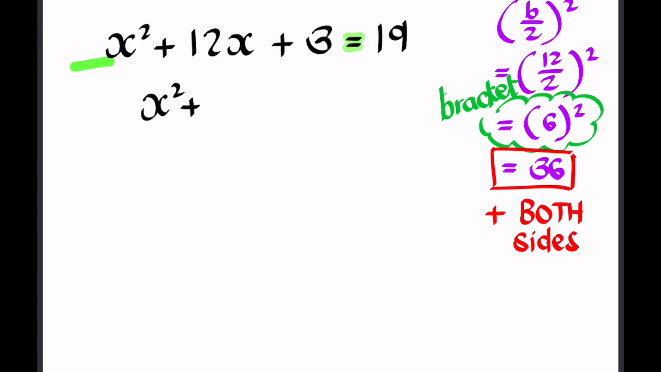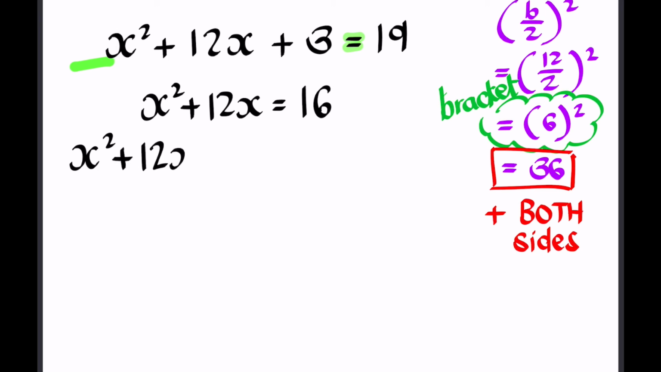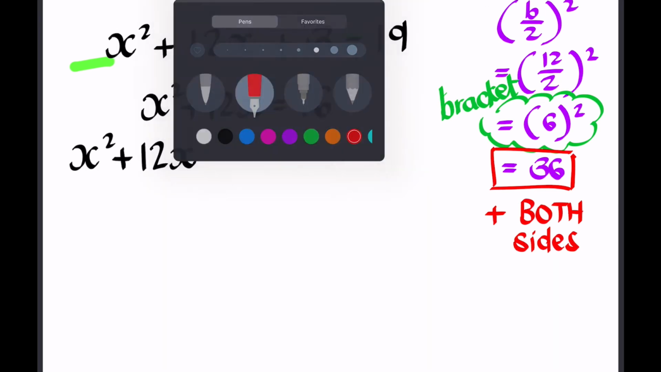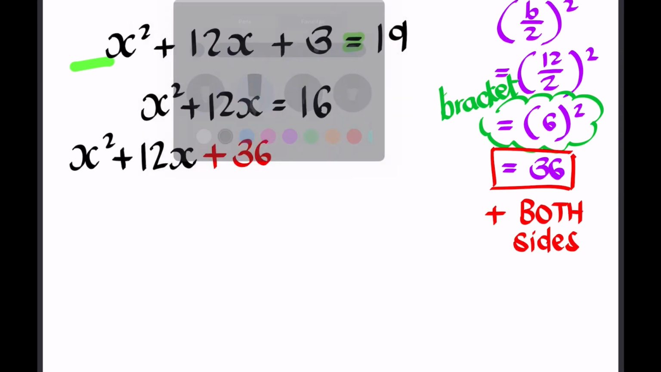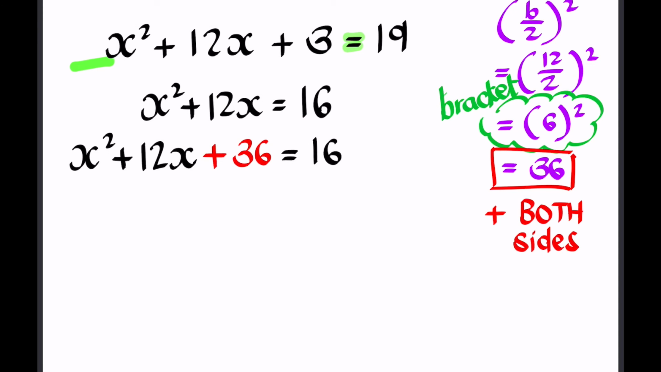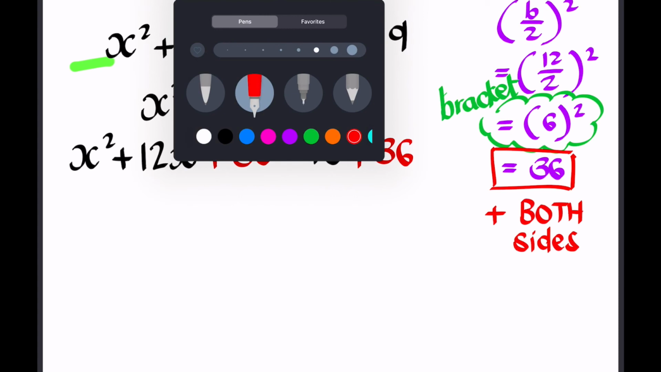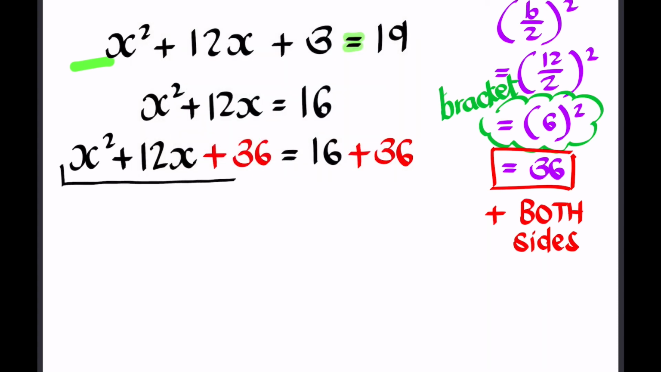So I'm going to have x squared plus 12x. Now there's already a 19 across the other side, so when the positive 3 goes across, it becomes a negative 3, and 19 minus 3 is 16. Now I'm going to do the step of adding to both sides. So I have x squared plus 12x plus 36 is equal to 16, and then I still have to do plus 36 because I have to add it to both sides to keep it balanced.